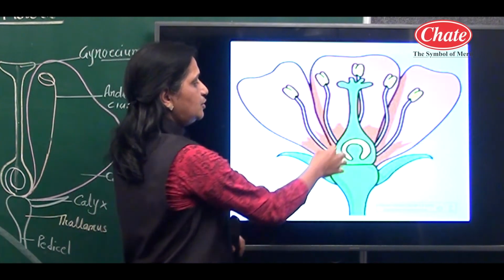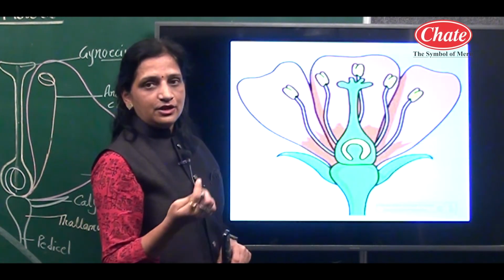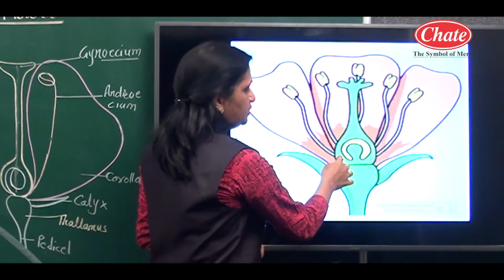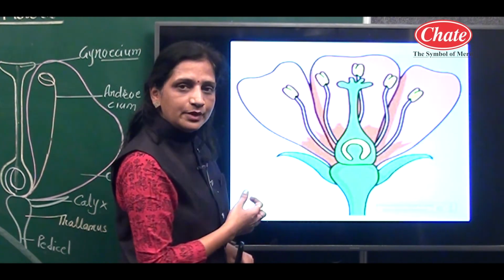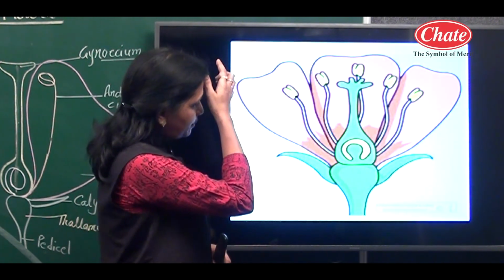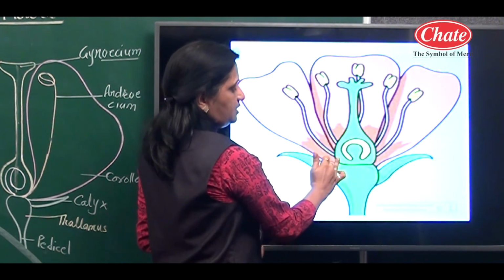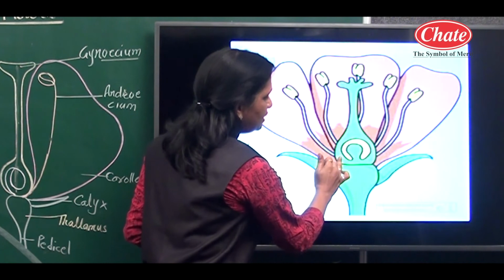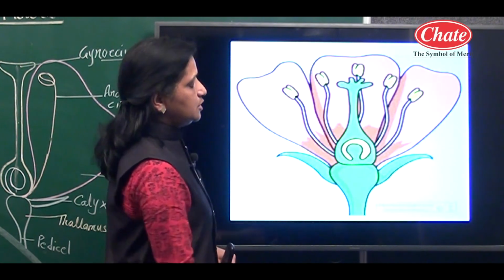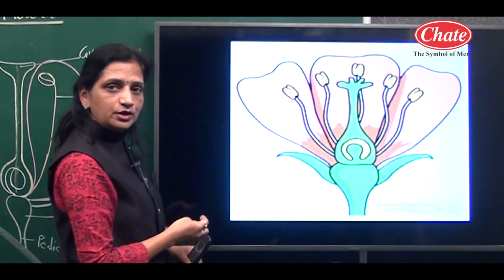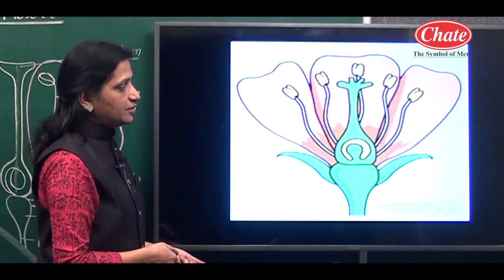And the fourth and innermost whorl of this flower is the gynoecium. The unit of gynoecium is the pistil or carpel. More than one carpel or pistil may also be present. So this is the stigma, this is the style, and this is the ovary. In that ovary, this structure represents the ovule. So this is the most beautiful part of the plant, the flower. Thank you.